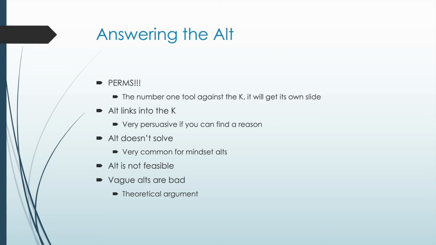The next type of argument that you can make against an alt is that the alt links into the K. So the link evidence in the round a lot of times is kind of generic because it's saying something like using the government is a link or something along those lines.